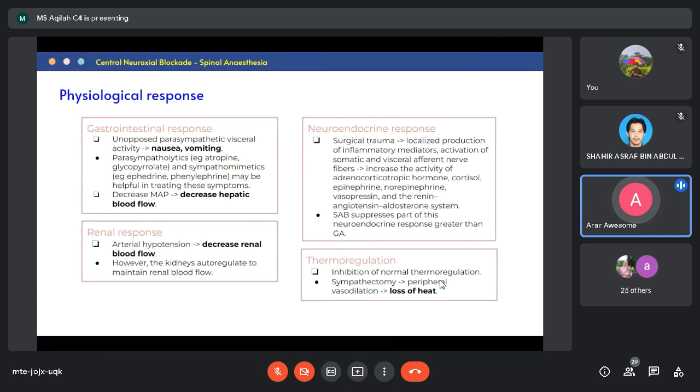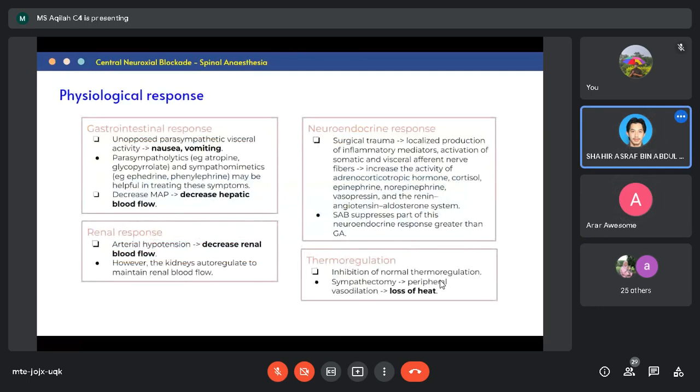blood flow. For the neuroendocrine response, usually the surgical trauma will lead to the production of inflammatory mediators and activation of somatic and visceral efferent nerve fibers, and lead to an increased release of hormones like adrenocorticotropic hormone, cortisol, epinephrine, vasopressin, also in the RAS system. But with spinal anesthesia, we suppress part of this neuroendocrine response greater than general anesthesia can do. For thermoregulation, the anesthesia will inhibit the normal thermoregulation and lead to sympathectomy that causes peripheral vasodilation and loss of heat.